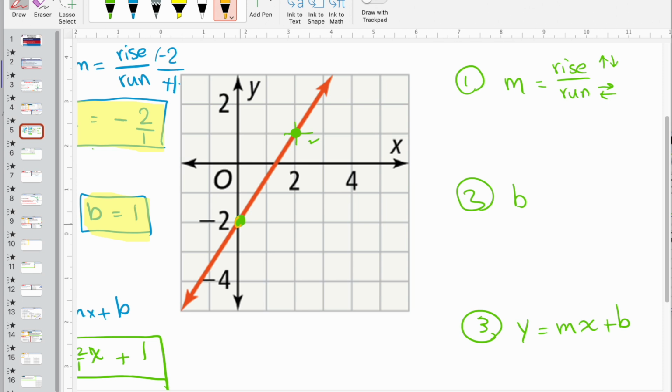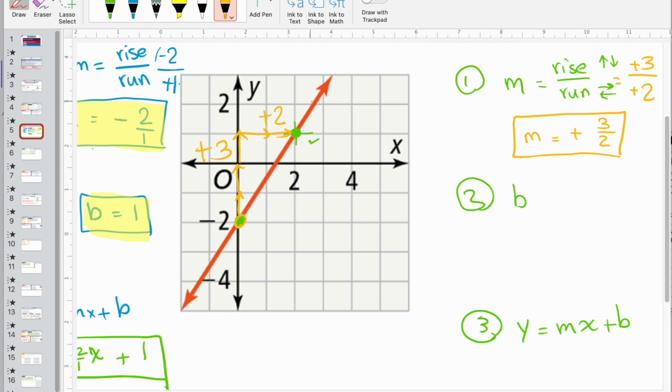From this point, how much should I rise? I need to rise up 1, 2, 3 up. So 3 positive. And run 2 to the right. 2 positive. So my rise is 3 positive up. And my run, it's 2 positive to the right. Positive with positive will give me a positive answer, 3 over 2. M equals positive 3 over 2. Does it make sense that my slope is positive? Yes, because my line is increasing.